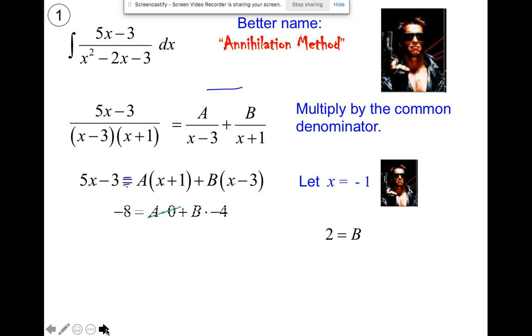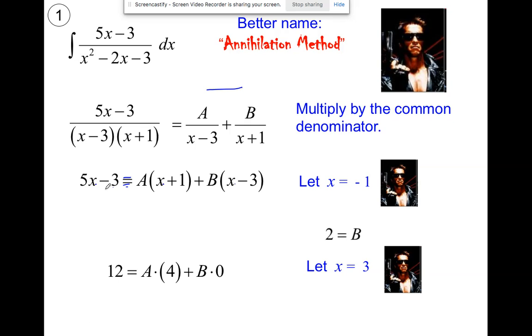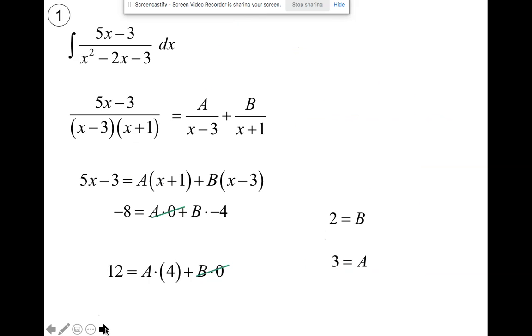I put that aside. Then I bring Arnold back, but with a different number. This time I plug in x to be 3. I terminate B, solve for A, and get 3. Same answer I got before, little simpler math, right? It's called the Heaviside method. I call it the Terminator method or the Annihilation method. That's not my name. This method does have a name, and it's called the Annihilation method.